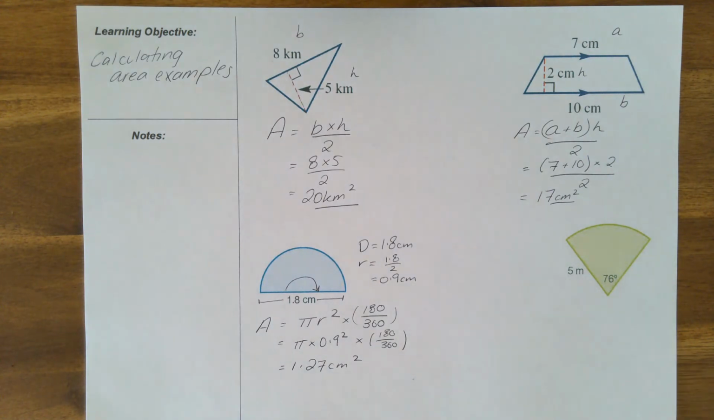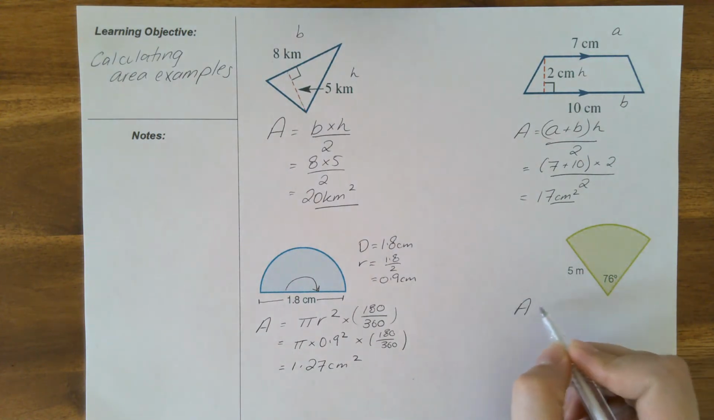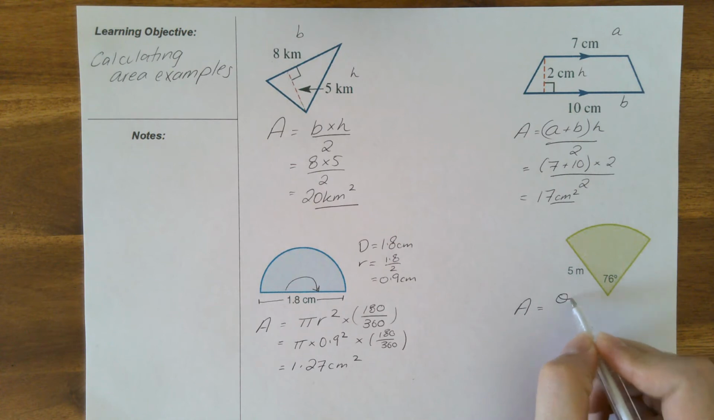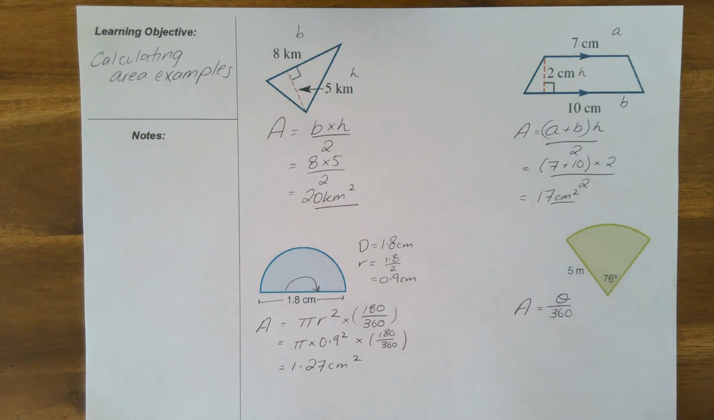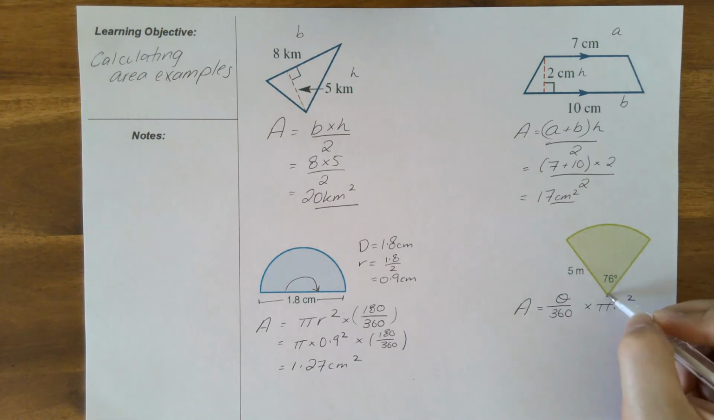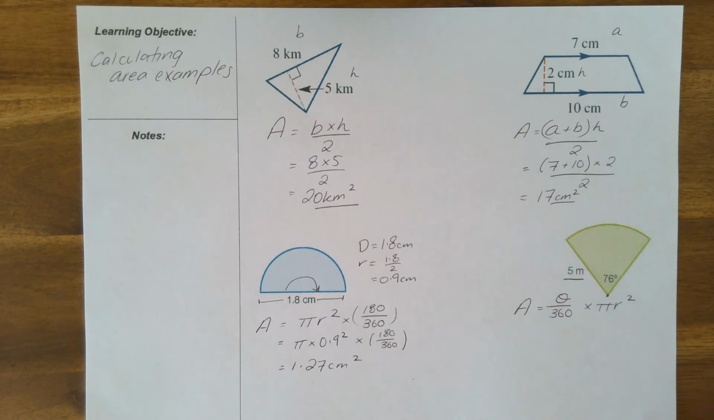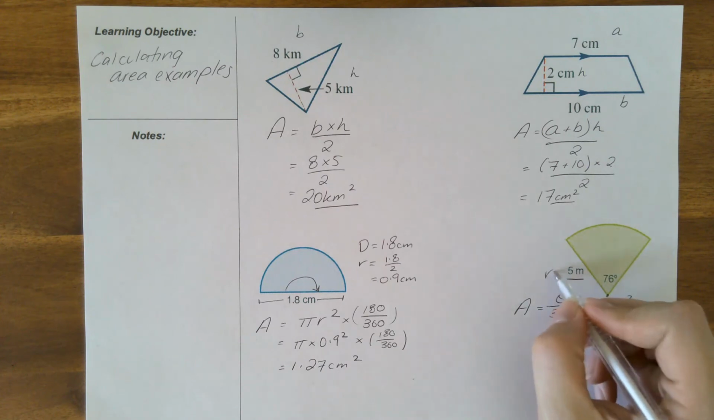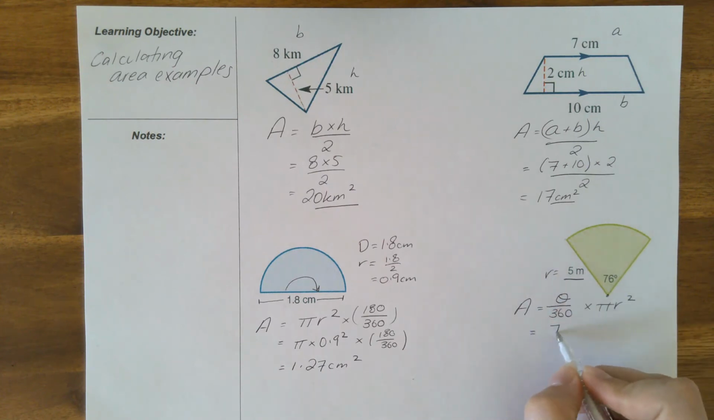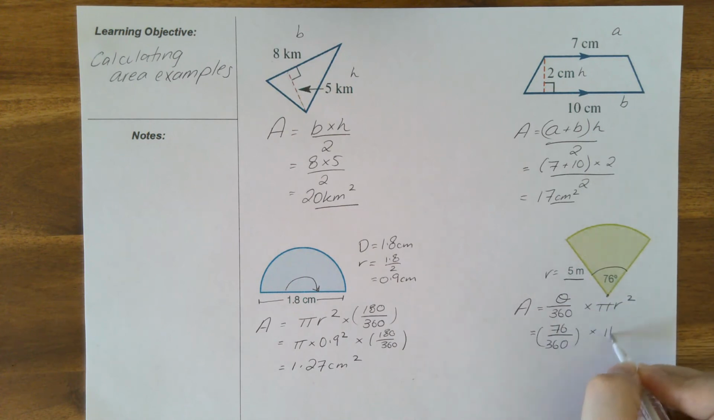Once again, we have a sector of a circle, so we're going to have our theta on 360 for how many degrees we have multiplied by pi r squared. This time we actually have the radius going from the center to the edge, so therefore we have a radius of 5. So we can say we've got 76 degrees in this sector divided by the total possible 360 multiplied by pi multiplied by 5 squared.